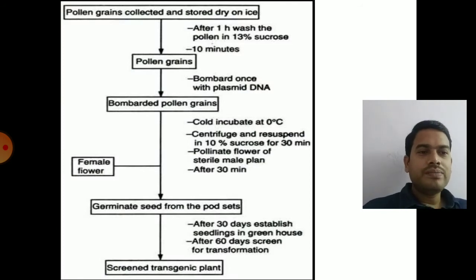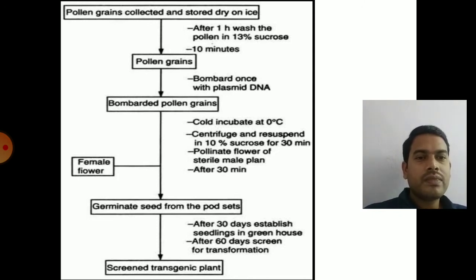You can also use pollen grains in this particular method. So this is how you use the pollen grains for bombardment. The pollen grains are collected and stored on dry ice. After storing, and after washing with 13% sucrose solution for 10 minutes, the pollen grains are used for bombardment. After bombarding, they are incubated again in 10% sucrose for 30 minutes.